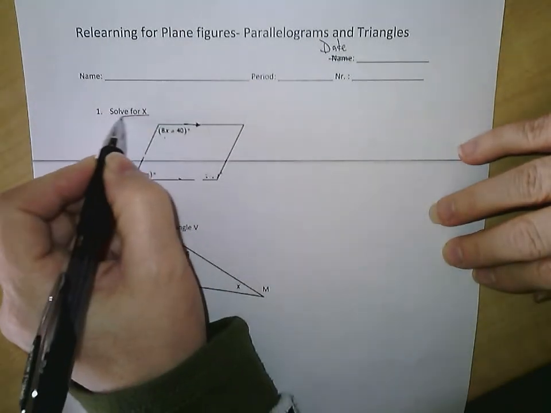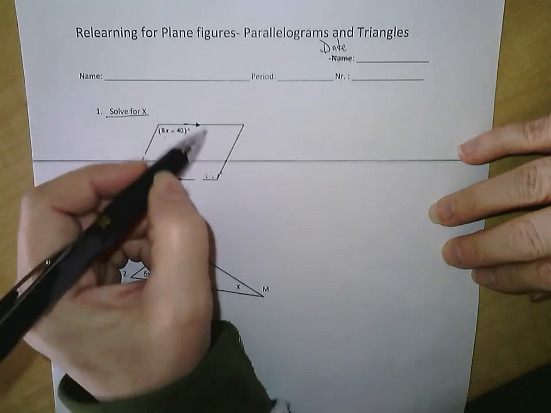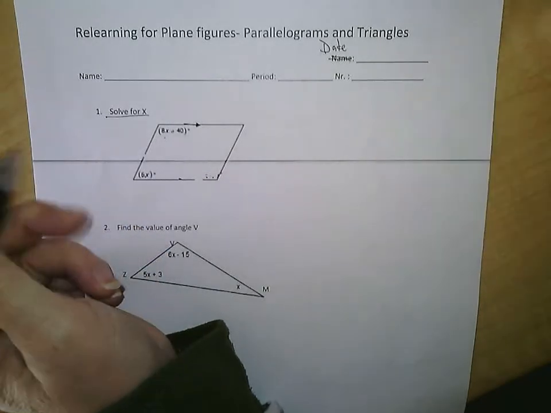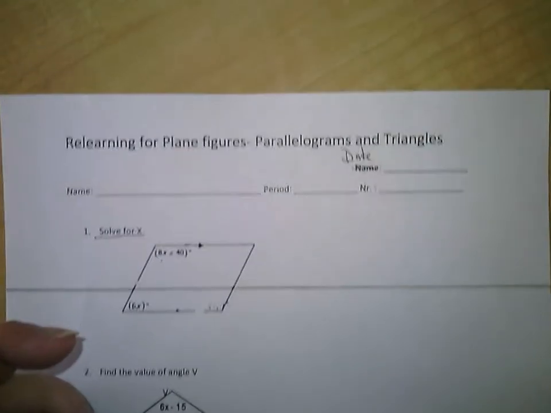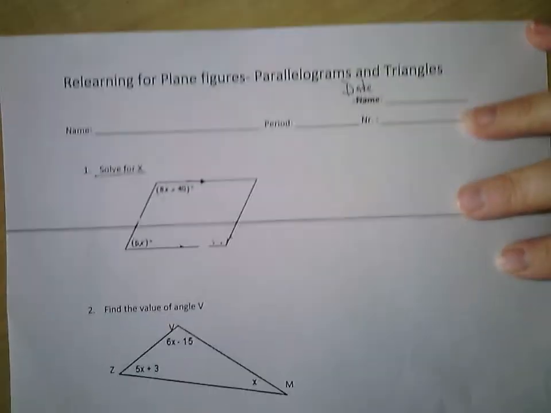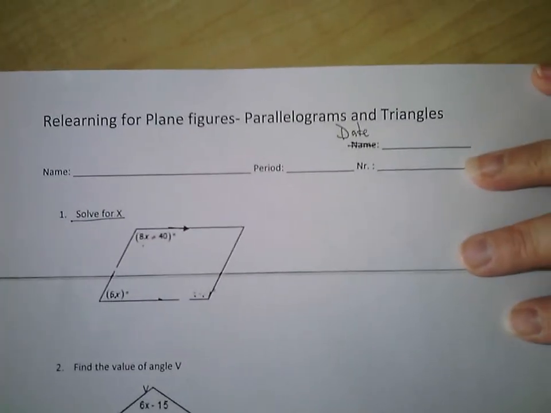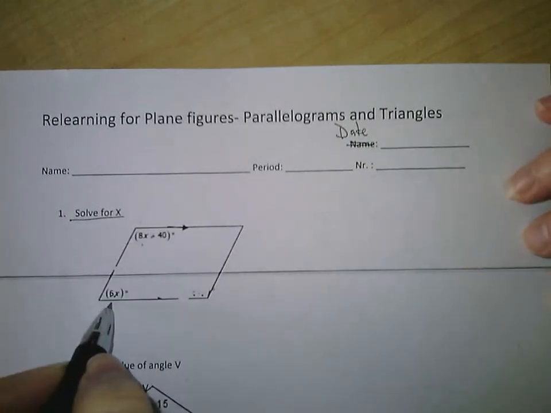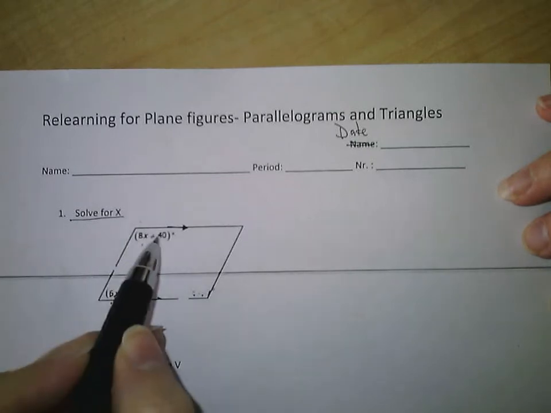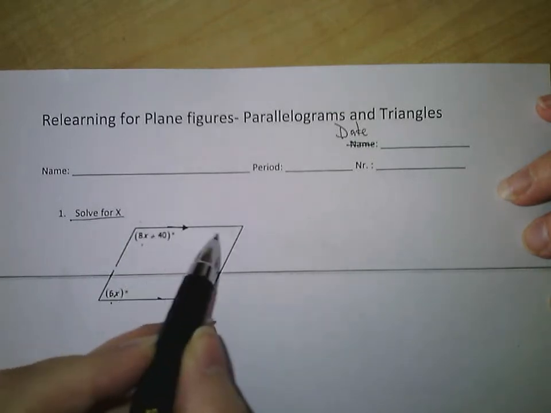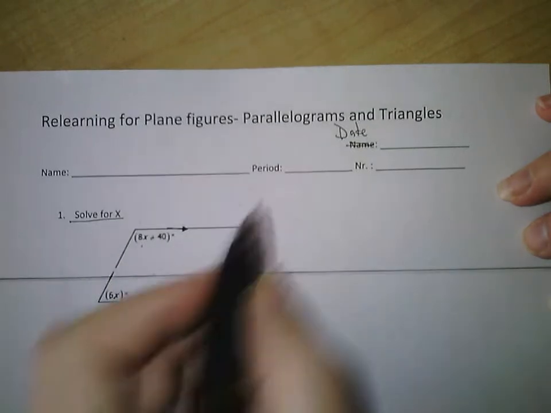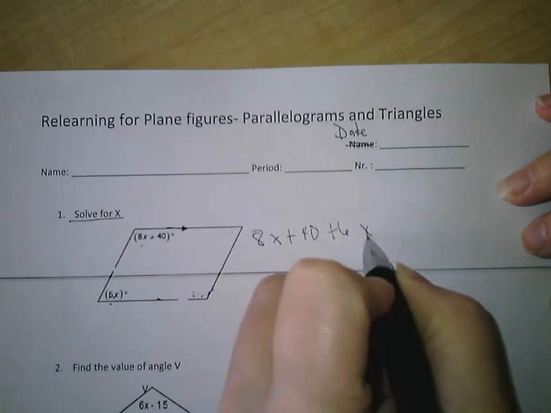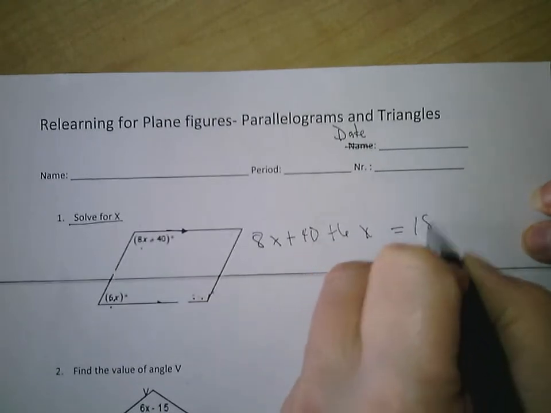In the directions up here, it says solve for x. Sometimes we have to put the x back in and solve for the angle measurements, but today on this problem, we only need to solve for x. So I'm going to bring this in a little bit closer so that you can see. We're looking at 8x plus 40 and 6x down here. Since they're next to each other, this angle would also be next to this one here. We're going to put them as 8x plus 40 plus 6x equals 180.